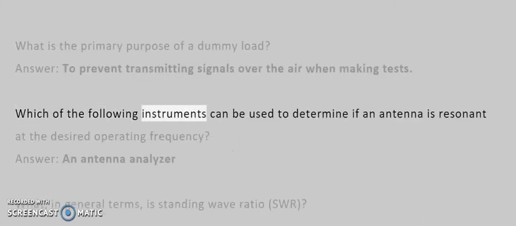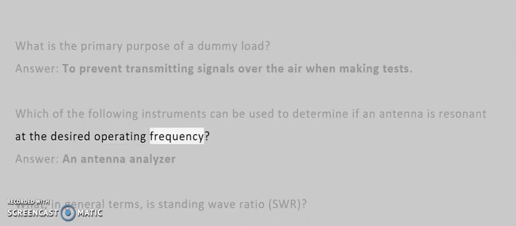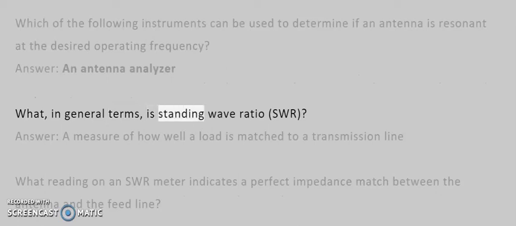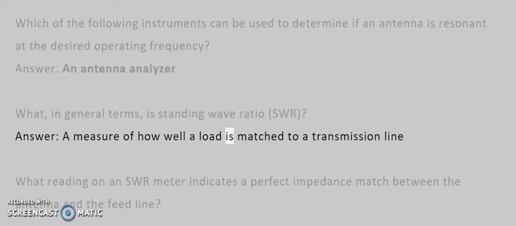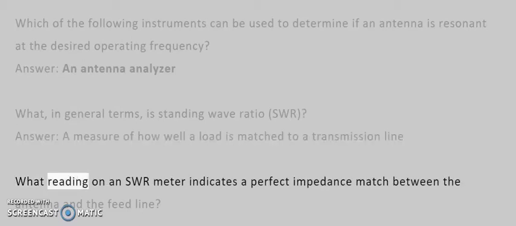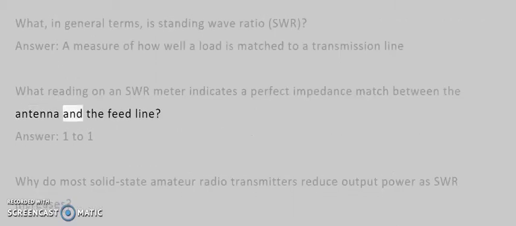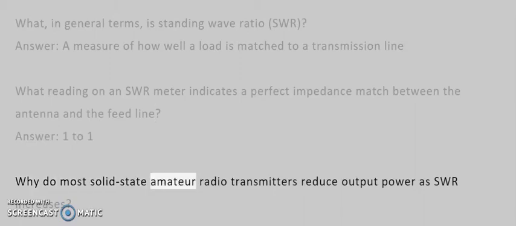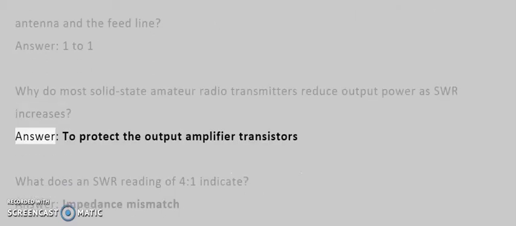Which of the following instruments can be used to determine if an antenna is resonant at the desired operating frequency? Answer: an antenna analyzer. What, in general terms, is standing wave ratio, SWR? Answer: a measure of how well a load is matched to a transmission line. What reading on an SWR meter indicates a perfect impedance match between the antenna and the feed line? Answer: 1:1. Why do most solid-state amateur radio transmitters reduce output power as SWR increases? Answer: to protect the output amplifier transistors.